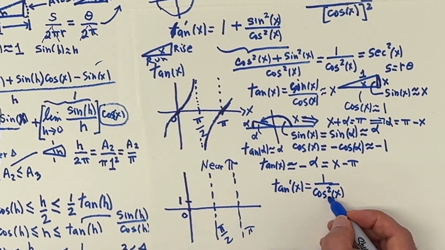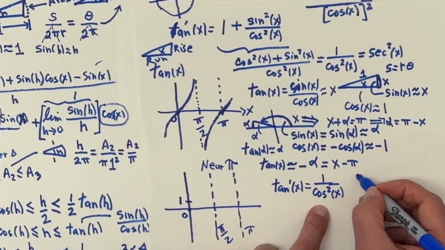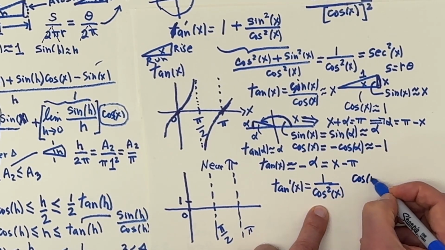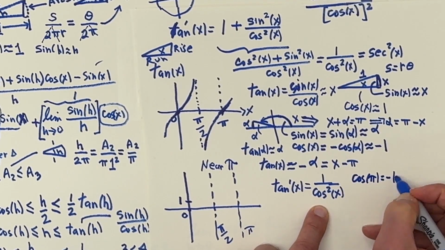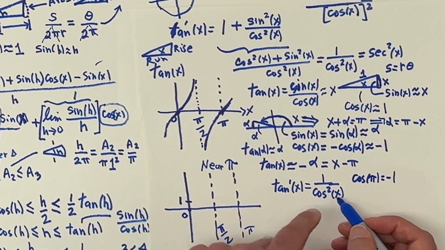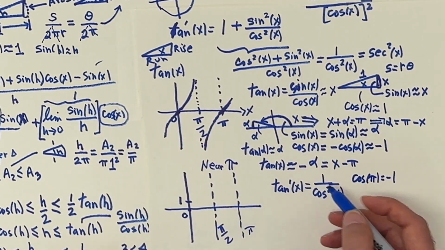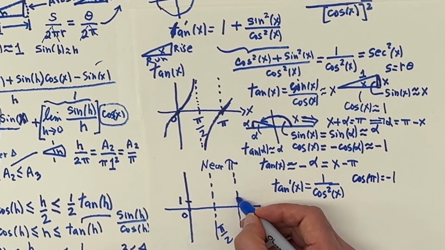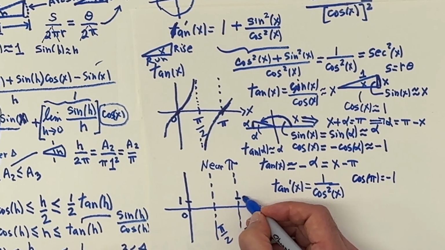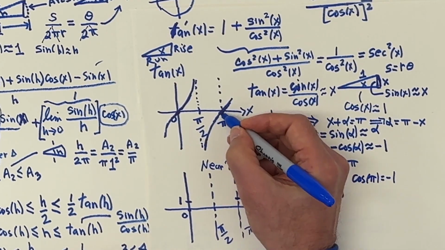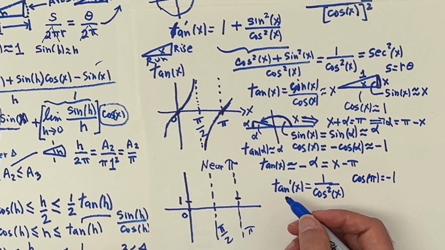And what about at pi? Here it's important to have that squared, because the cosine of pi is negative 1, but if it's squared, you get plus 1. And 1 over 1 is still 1. So that's over here, going to be up here again, and that's what we have. Slope is 1. Slope is 1.